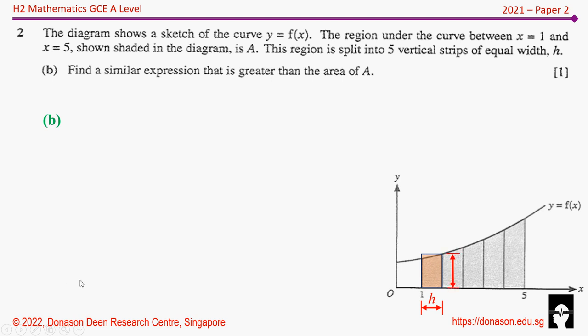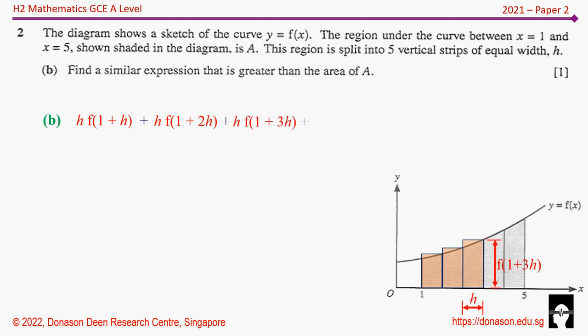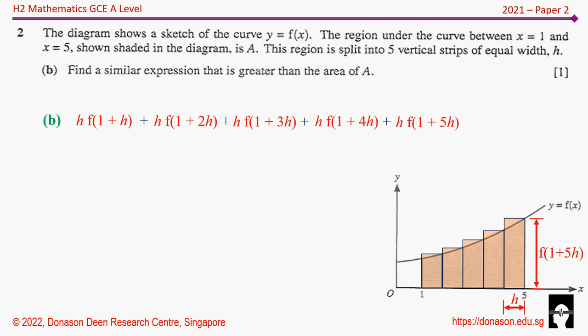So we take h times, this value would be 1 plus h, right? f(1 + h). That would be the area of the first rectangular strip. The second rectangular strip would be h times f(1 + 2h), and the next one would be h times f(1 + 3h), and the fourth rectangular strip should be h times f(1 + 4h), and we have one last one, which is h times f(1 + 5h). So this would give us the sum of the areas of the 5 rectangular strips that we have.